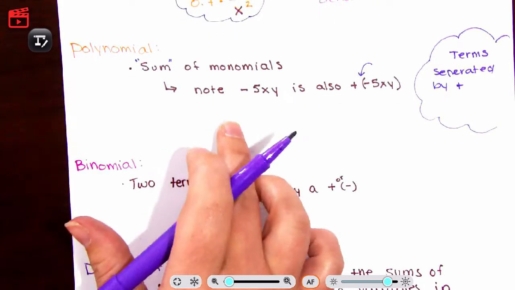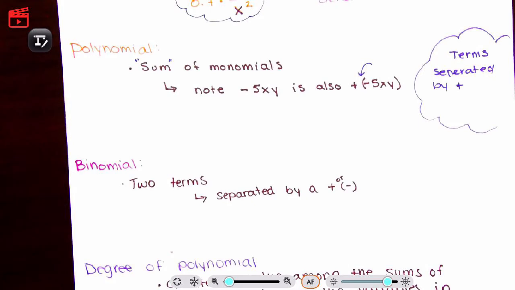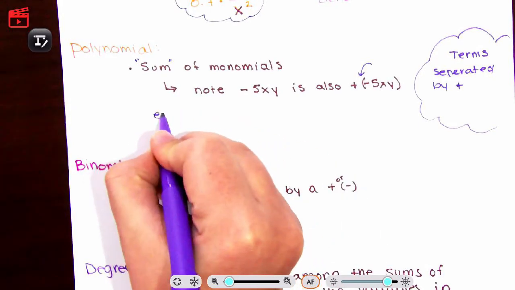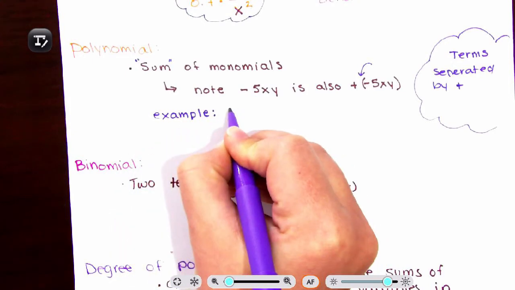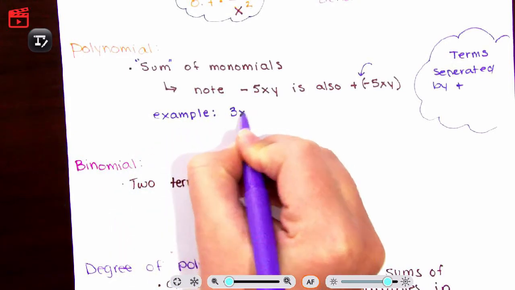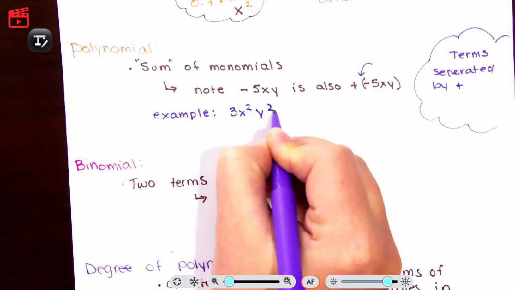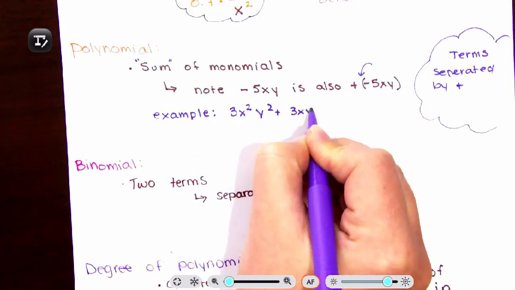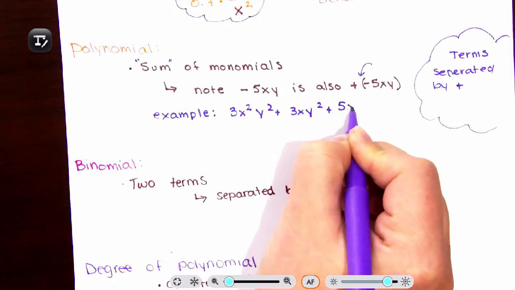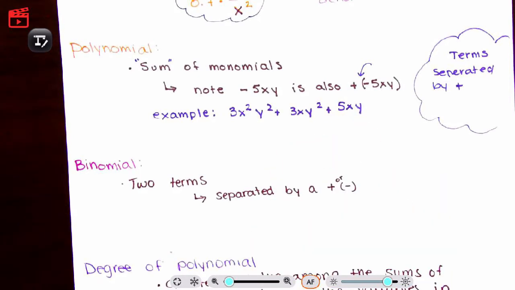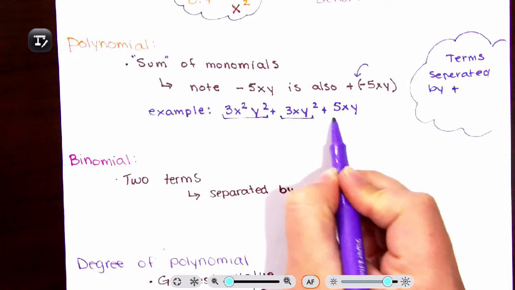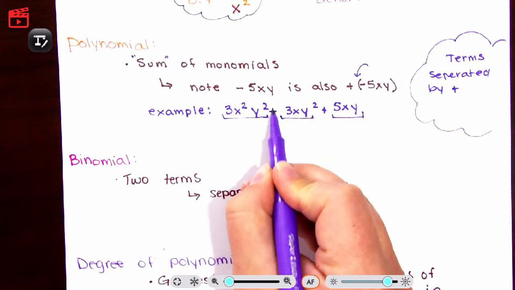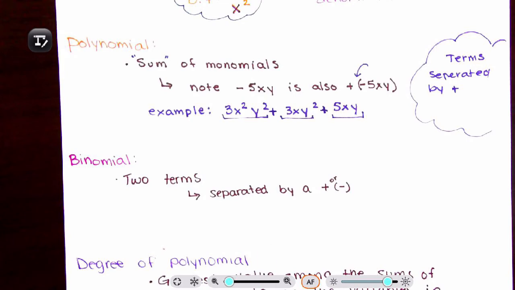So let's do an example of a polynomial. A polynomial could be, for example, something like 3x squared y squared plus 3xy squared plus 5xy. There's no variables in the denominator. We have one term, two terms, three terms because they are separated by pluses or minuses.